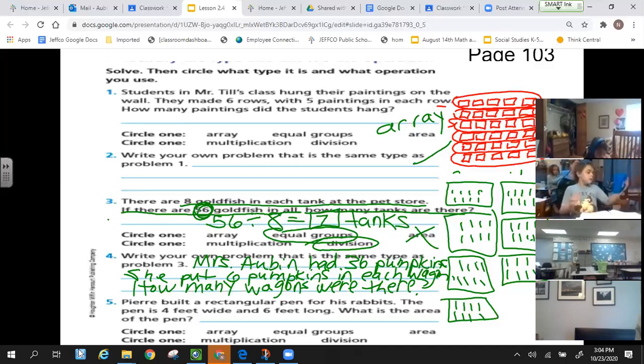There were 90 pieces of candy in all. She's putting 10 in each pack. So we need to know how many packs there are. Okay, how many packs were there? Question mark at the end. Good job.